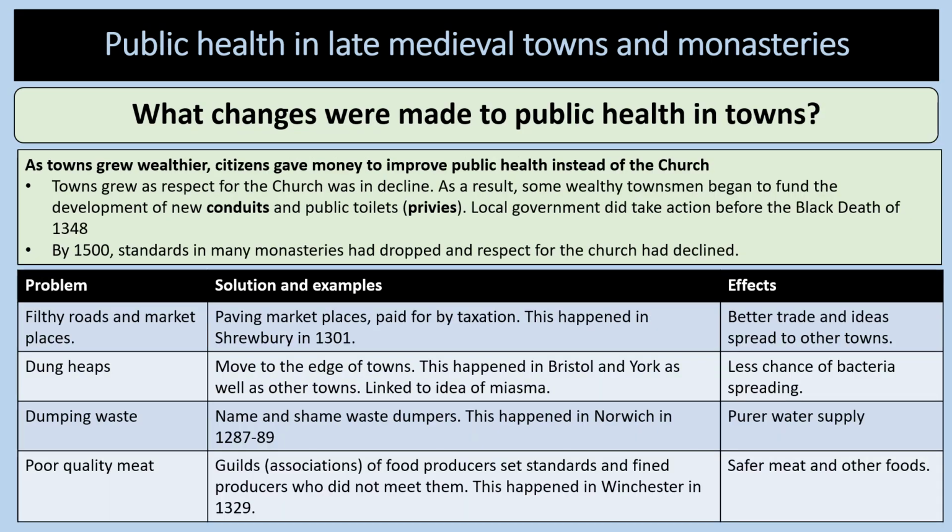So we're now going to talk about changes made to public health in towns. Now, as towns grew wealthier, citizens gave money to improve public health instead of the church. Towns grew as respect for the church was in decline. As a result, some wealthy townsmen began to fund the development of new conduits and public toilets. And local government did take action before the Black Death of 1348. By 1500, as we've seen, standards in many monasteries had dropped and respect for the church had somewhat declined. So let's talk about some of the things that towns did before the Black Death.